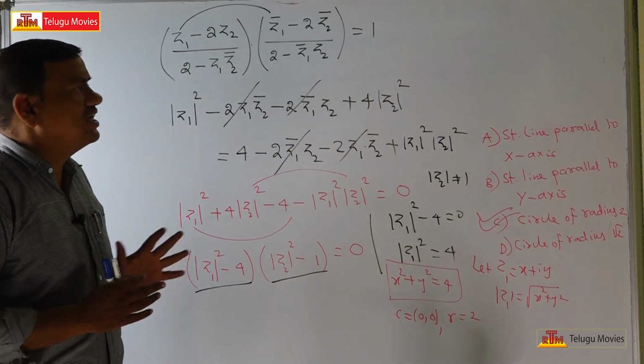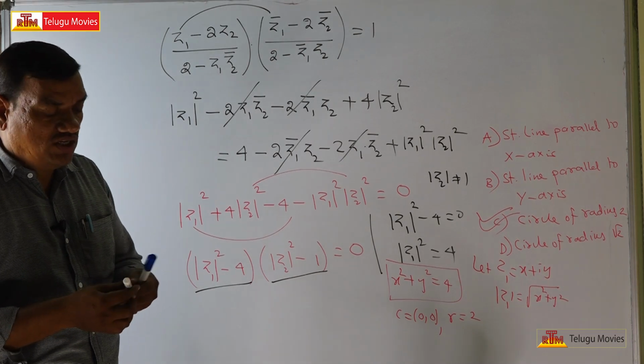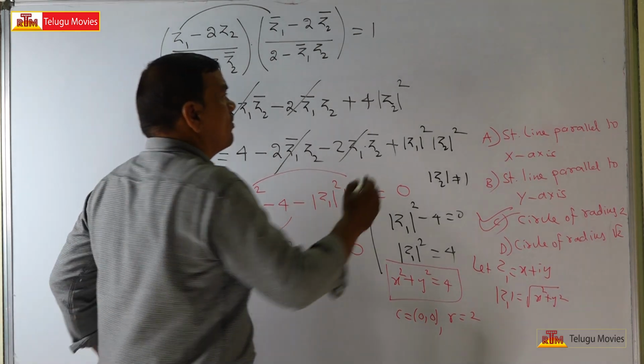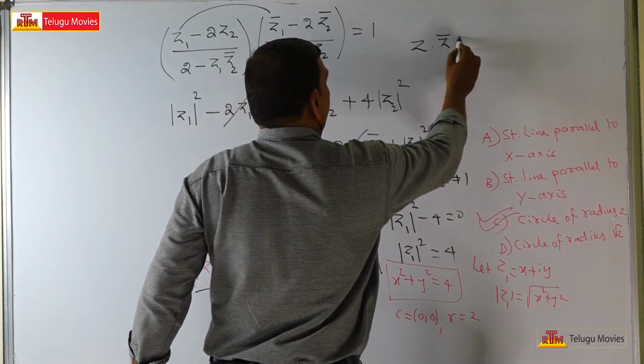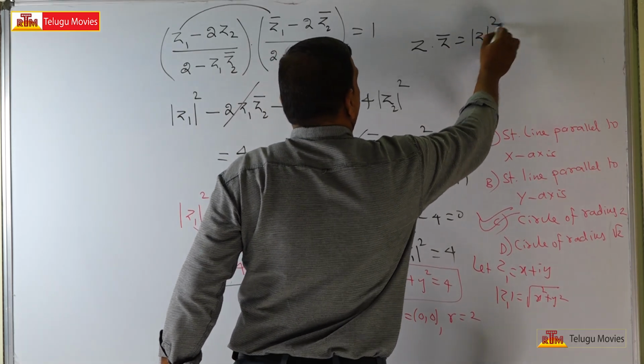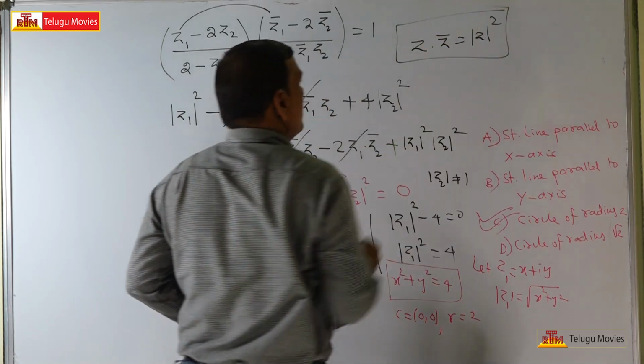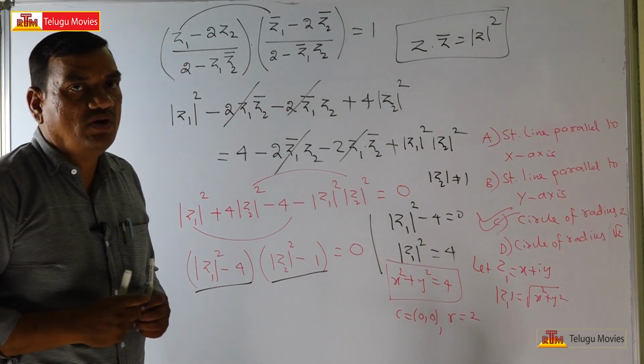Such an easy problem. The only thing to remember to do this problem is that z into z bar is equal to modulus of z whole square. This is the only formula. If you know this, the problem will be completed.